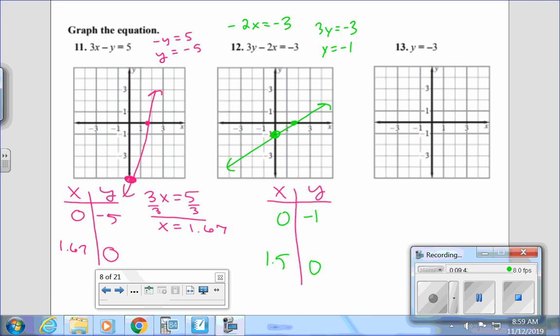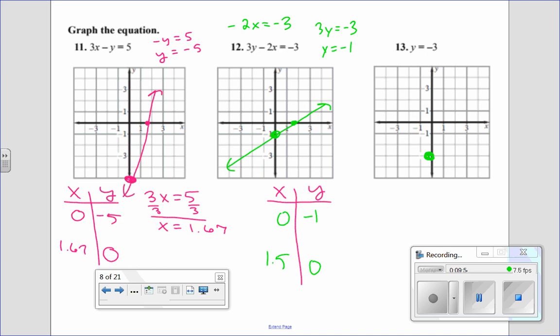Okay, we're on number 13. y equals negative 3. Where would we go to plot that? Good. We're going to go down to negative 3. We're going to make a dot on that y-axis. And it's going to be headed like this. That's a slope of 0.